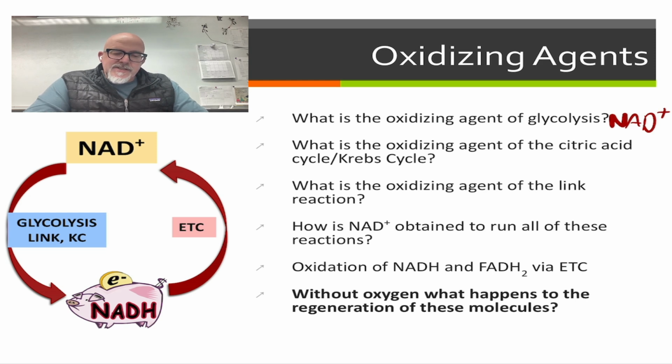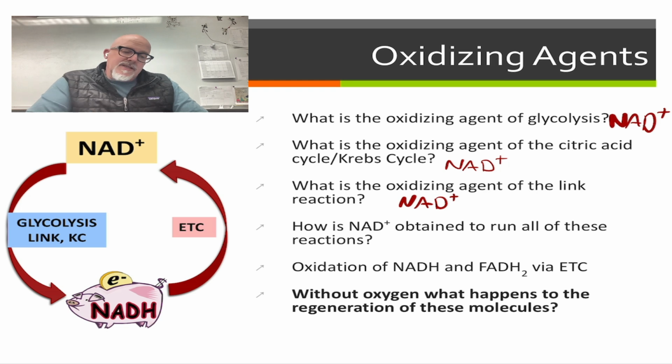What is the oxidizing agent in the citric acid or the Krebs cycle? Well, we're producing a lot of NADH. It is still the same thing, NAD+. And what is the oxidizing agent of the link reaction? Which again, we're producing more NADH. It is also NAD+. So remember, NAD+ is accepting the electrons. It's storing those energized electrons for use later. So we have to be able to empty them. All right, so that is our key.